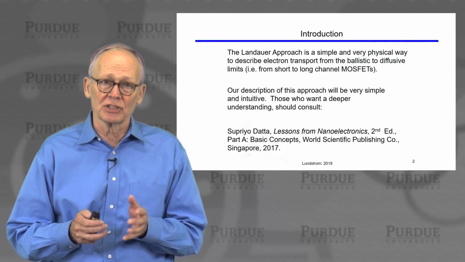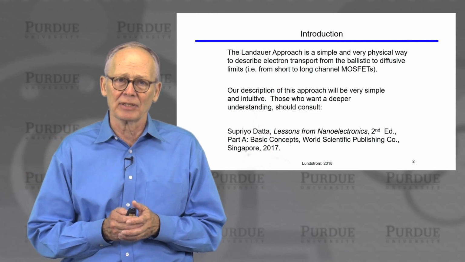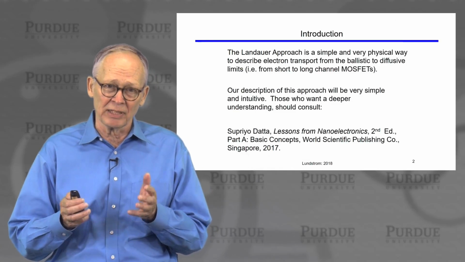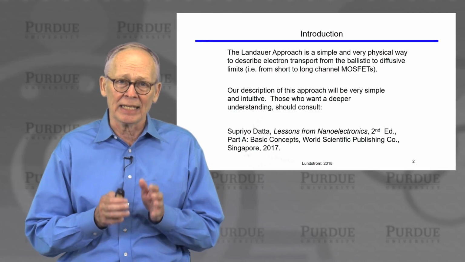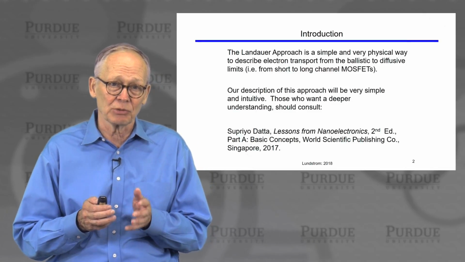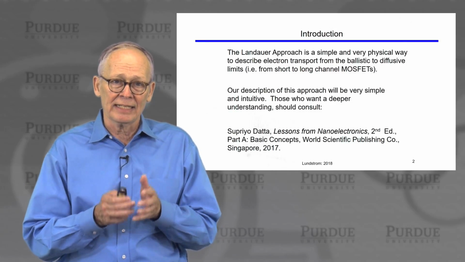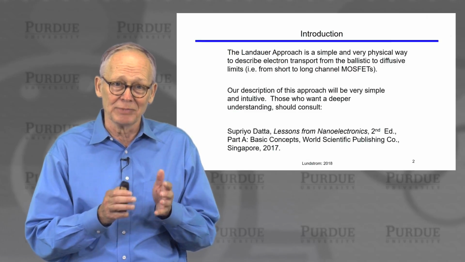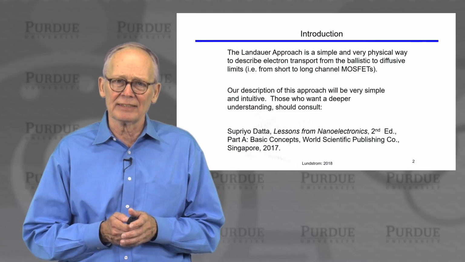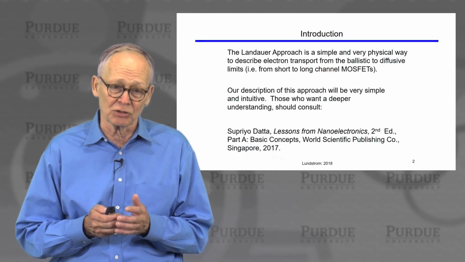Now, this Landauer approach is a very simple, intuitive, and very physical way to describe electron transport from the ballistic to the diffusive regimes. We'll explain a little more what those terms mean. It was originally developed to understand transport in very small nanostructures, but it's a powerful technique for understanding transport in transistors that are long, medium, or short channel length. Our description of this technique will be very simple and intuitive. I think it's easy to grasp the main concepts and what the approach is all about.